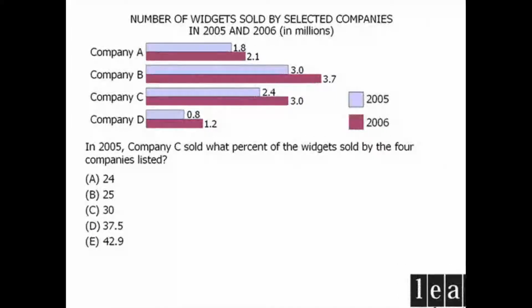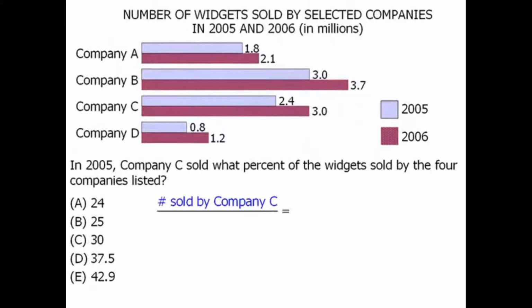Okay, to solve this question, we'll need to know the total number of widgets sold by company C in 2005 and the total number of widgets sold by all four companies. We'll then convert this fraction to a percent. Beginning with the numerator, the number of widgets sold by company C in 2005 is equal to 2.4 million. And the total number of widgets sold by all four companies will be the sum of these values. When we evaluate the denominator here, we get 8.